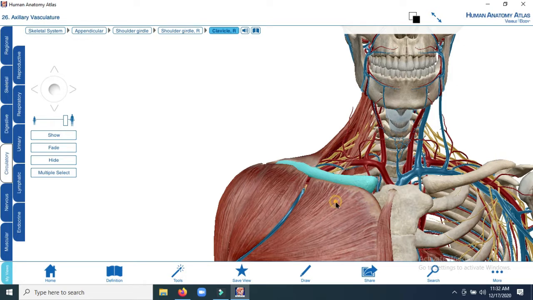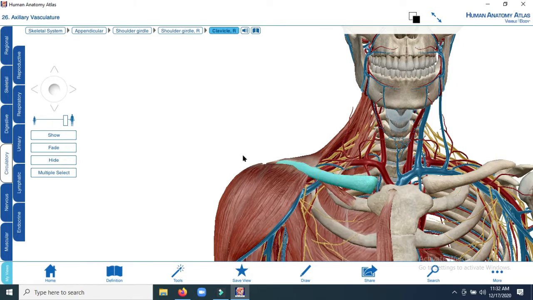if we hide this clavicle and the pectoralis major, then we can see the first rib. Here is the first rib. So up to this outer border, this portion is the third part of the subclavian artery.